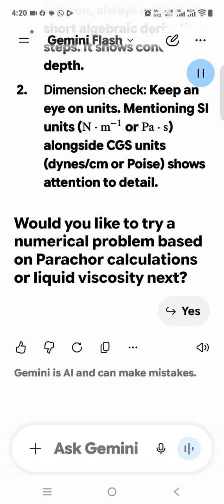Answer. 1. Temperature effect. Unlike gases, where viscosity increases with temperature due to molecular collisions, the viscosity of a liquid decreases rapidly as temperature rises. 2. Derivation of the Arrhenius-Andrade equation.